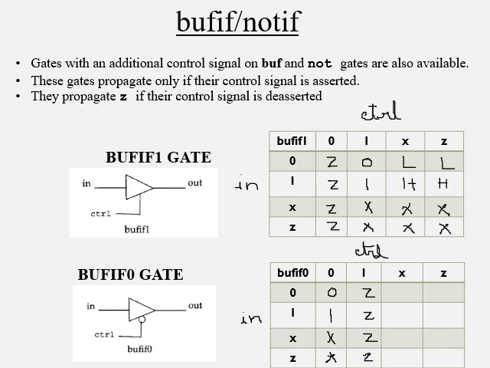Again, when X and Z are the values of the control signal, we don't know what the value is. So for a 0 input, it will be transmitting a weak low, and for a 1 input it would be transmitting a weak high. So L and H, as I have told you, represent weak low and weak high. Remaining outputs will be unknown, that is X.